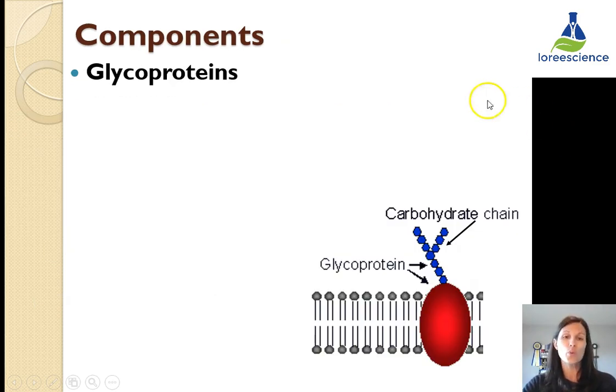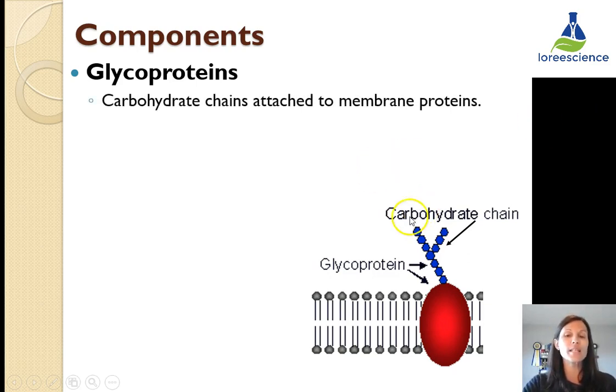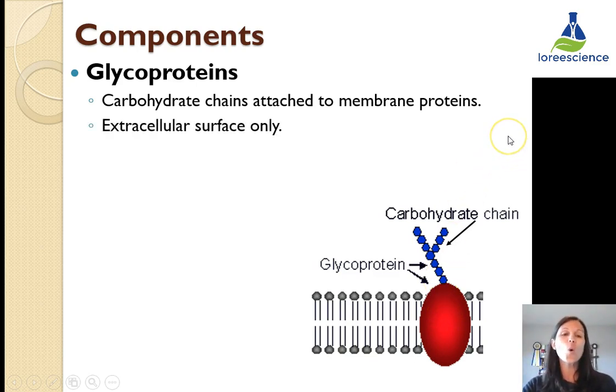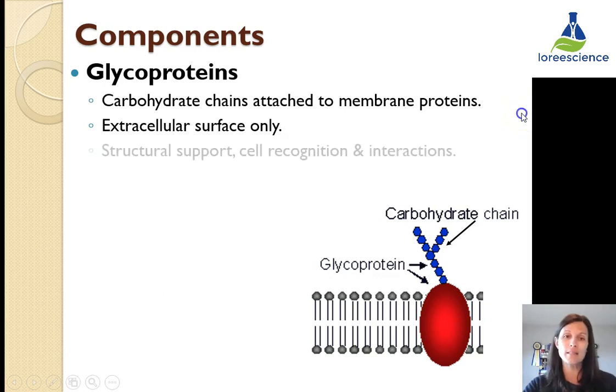So glycoproteins: as the word glyco implies, glyco means sugar. So it's a carbohydrate and a protein combined. A glycoprotein is a carbohydrate chain that is attached to a protein. So carbohydrate and protein, attached together. They are found only on the outside surface of the cell, or the extracellular surface. They are not on the inside.